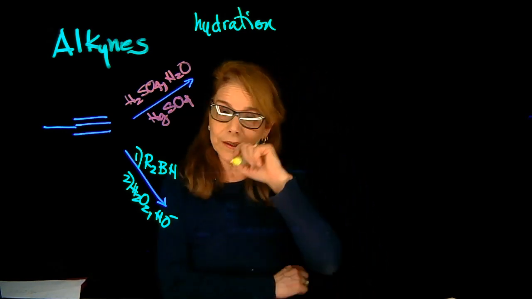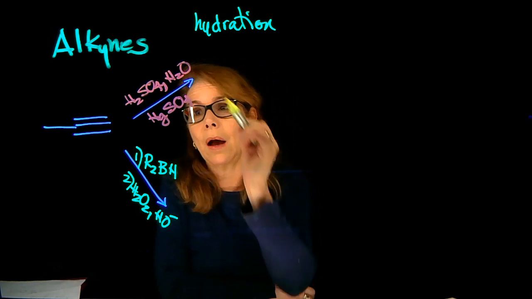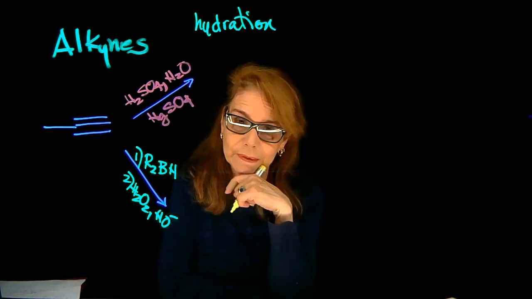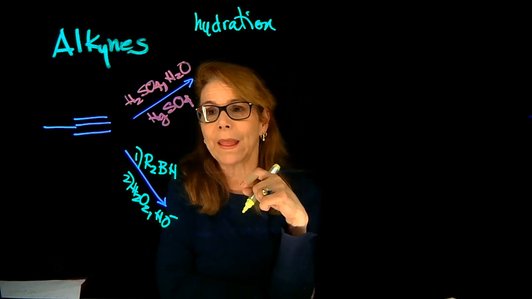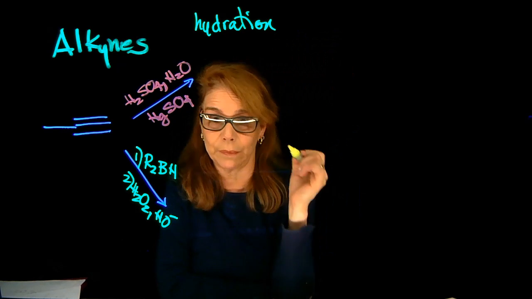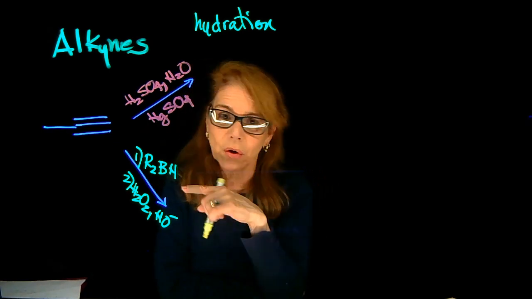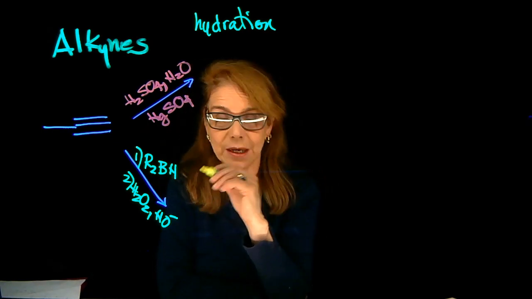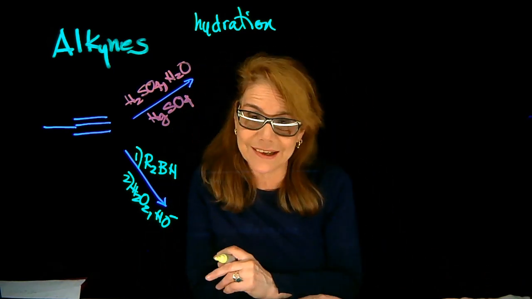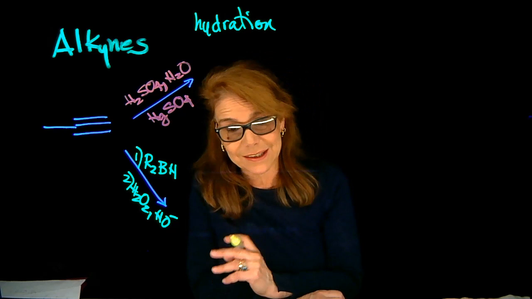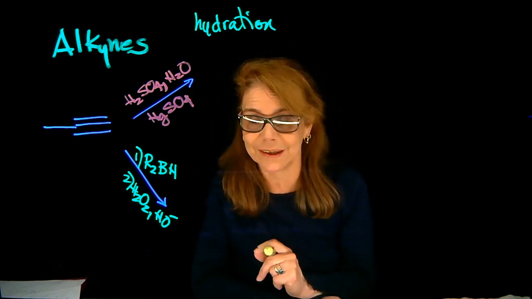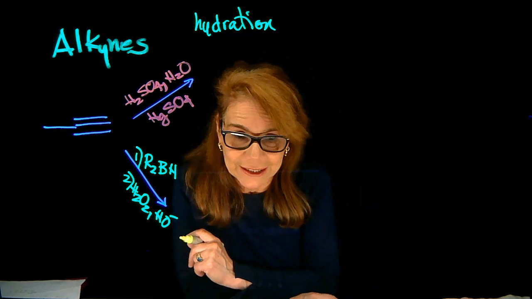When we did alkenes previously, we studied hydration of alkenes using dilute sulfuric acid, and we added water across the double bond in Markovnikov fashion. The same is going to happen with alkynes. The only difference is that the product doesn't stay the way it is initially. We're going to form first an intermediate that is called an enol.